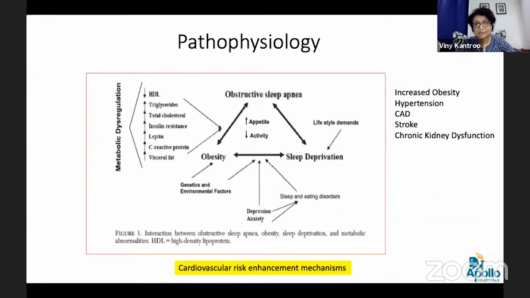So hence there is a self-perpetuating process in the body, both in obesity as well as sleep apnea, and all these are interrelated, with a cause and consequence situation where these cycles perpetuate in the body, leading to sleep deprivation, further leading to lifestyle changes, sleep and eating disorders, depression, anxiety, and then causing increased visceral fat, CRP levels, increased leptin, insulin resistance, and hence all the cardiovascular risk enhancement mechanisms. Some of the patients are also known to have chronic kidney dysfunction, in addition to a heightened propensity to have a stroke.